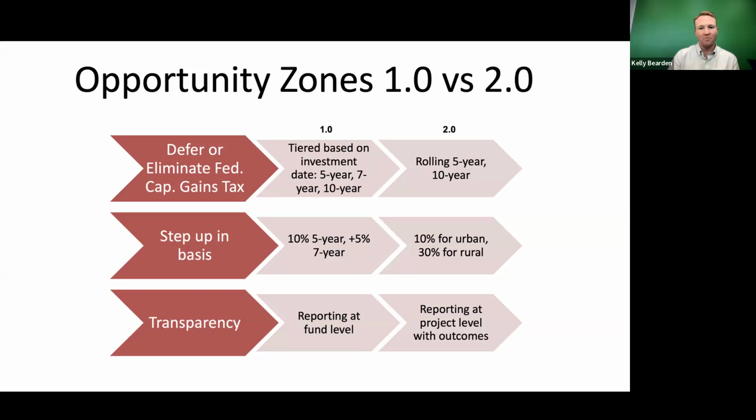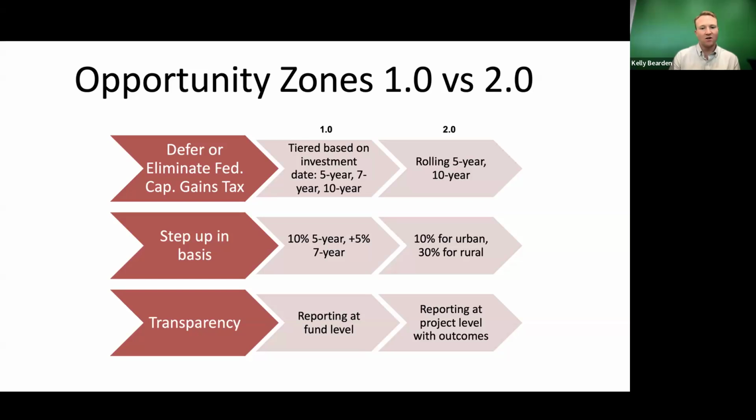And so this program continues to incentivize investment within urban zones, but really is making notable improvements for rural zones. The majority of Kern County is rural, and so we anticipate benefits from that. And again, those changes are that 30% step up in basis for rural and the 50% improvement of the property for rural zones.